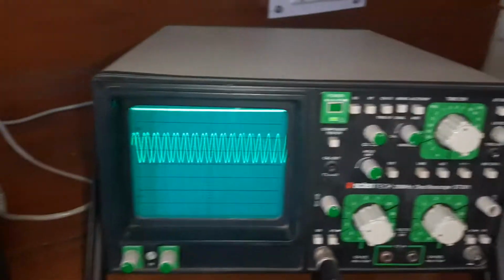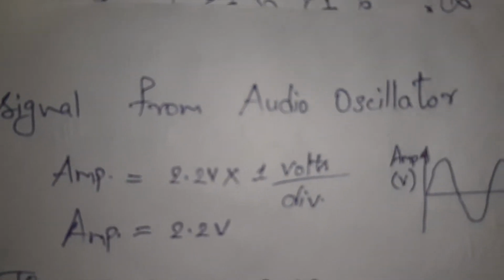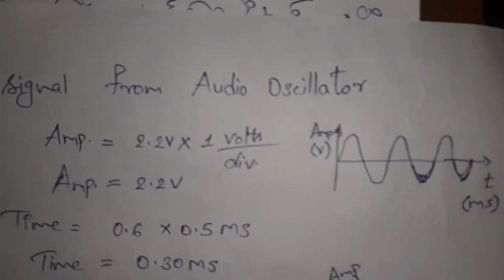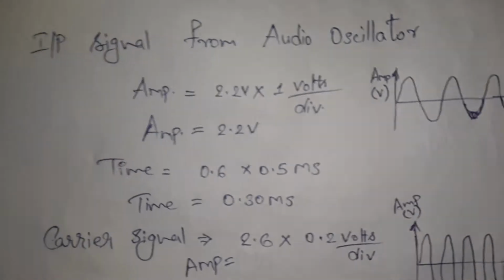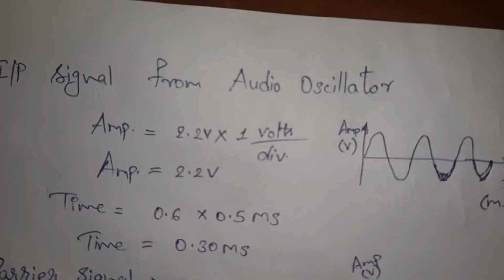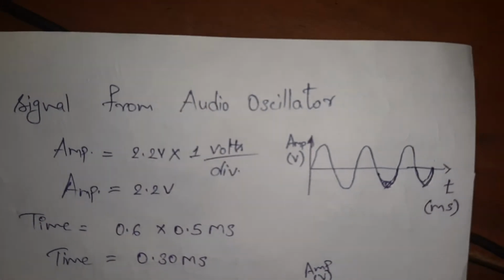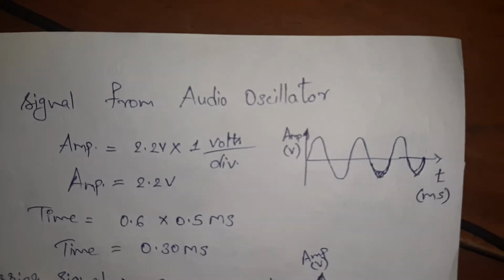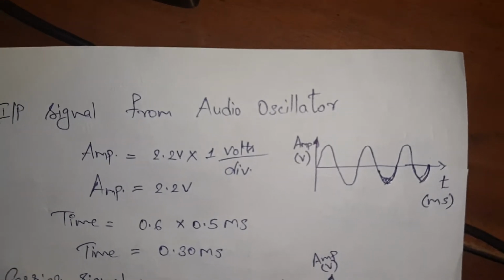That particular input signal I have written here also. You can observe from this table also. This is the input signal from the audio oscillator. So amplitude equal to 2.2 into 1 volt per division. Okay, so amplitude equal to 2.2.